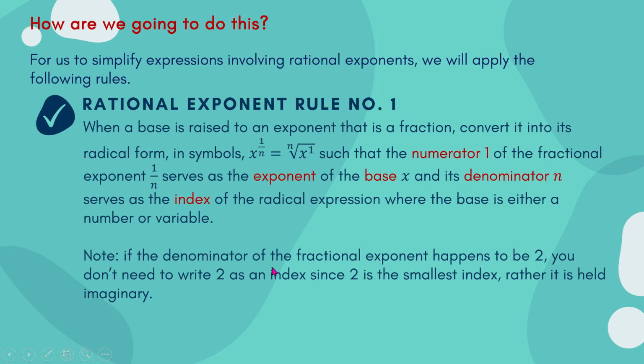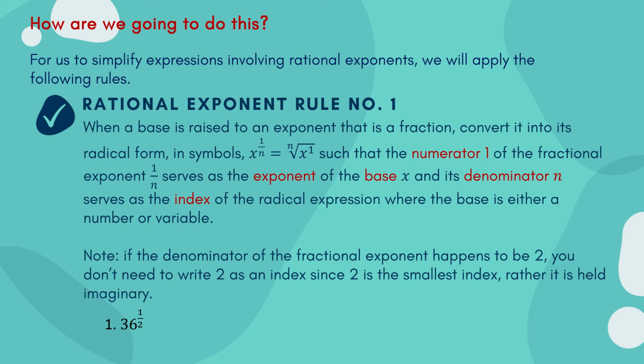Note, if the denominator of the fractional exponent happens to be 2, you don't need to write 2 as an index since 2 is the smallest index. Rather, it is held imaginary. The smallest index is 2, the square root.